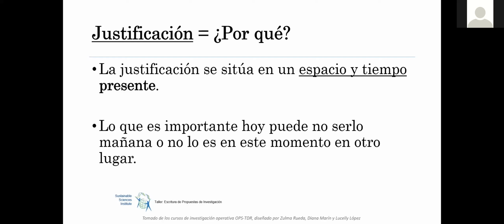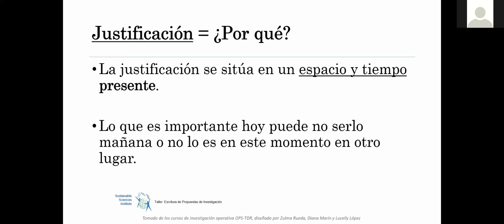And here we have two key elements in any justification. All justifications should be positioned in space and time, and this space and time is the present. And the justification answers the question, why? But in a specific space and time, and that's in the present moment.